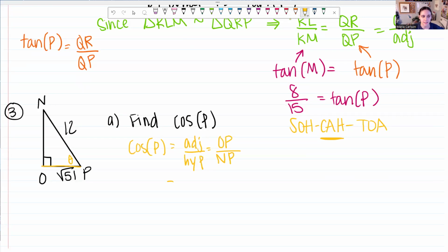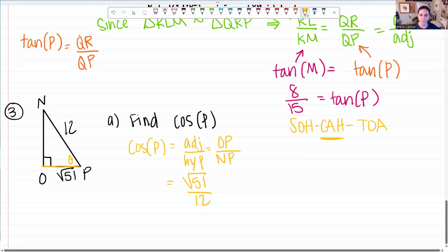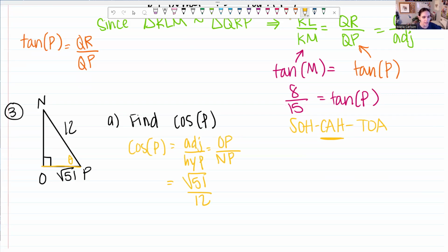So really, this is the square root of 51 divided by 12. And I need to check if this radical can simplify. If I think about factors of 51, I don't really know of many. I could start testing. I know it's not divisible by 2, but 51 divided by 3 is actually divisible, which is kind of fun. 51 divided by 3 is 17, so those are both prime. It cannot simplify further. So the cosine of P is the square root of 51 over 12.